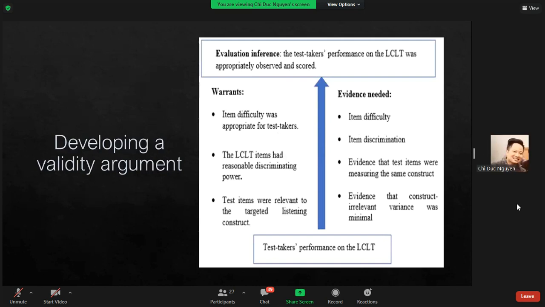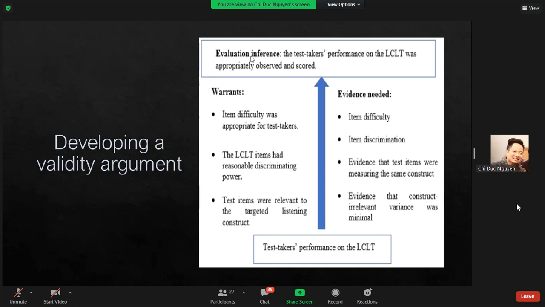Let me think. Actually, the relationship between and among these three components is that we need to collect all the evidence over here. This evidence will help you to answer all the warrants. And when all the warrants are accepted, you can make the claim. Okay, so that is the job that we need to do over here.